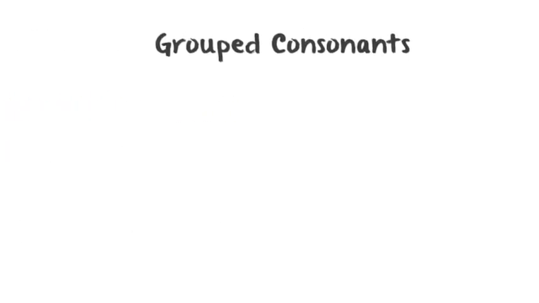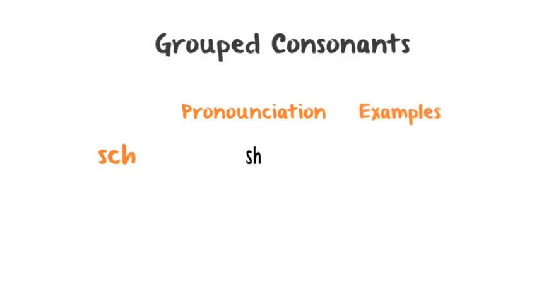The next letter combination is SCH, which is simply pronounced like the letter combination SH. Let's have a look at a few examples. In English, you would simply pronounce it like in the word sheep. And in German, we have the word Schule, which means school.